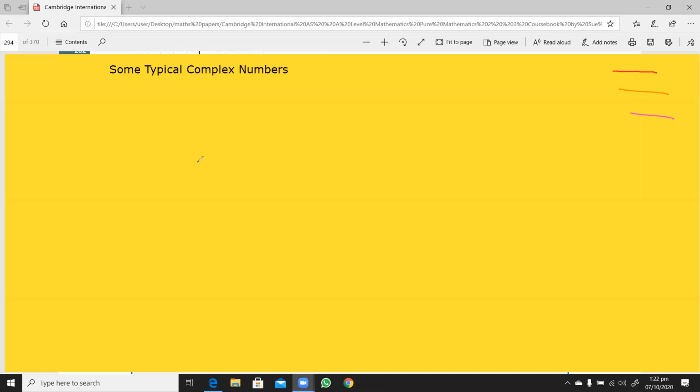Some typical complex numbers. Knowledge of, or familiarity with, some typical complex numbers really helps you at times in saving your time and solving very complicated kinds of problems. Okay? You know that you have learned some typical right angle triangles. For example, 3, 4, 5. These are the very famous sides of a right angle triangle.